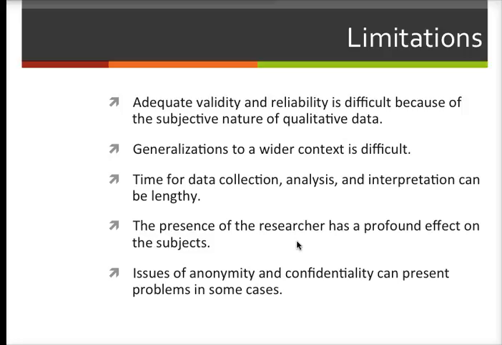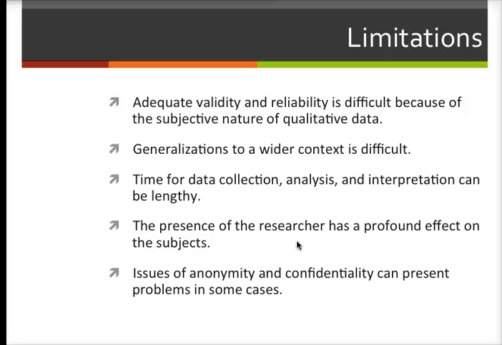You cannot separate the self, the researcher, from the researched, because you are interacting with those subjects being researched. You can have an effect on that. So we'll talk about the reflexivity that has to come from that in a little bit, but it's a limitation. You can't be totally objective. Issues of confidentiality can present problems in some cases.